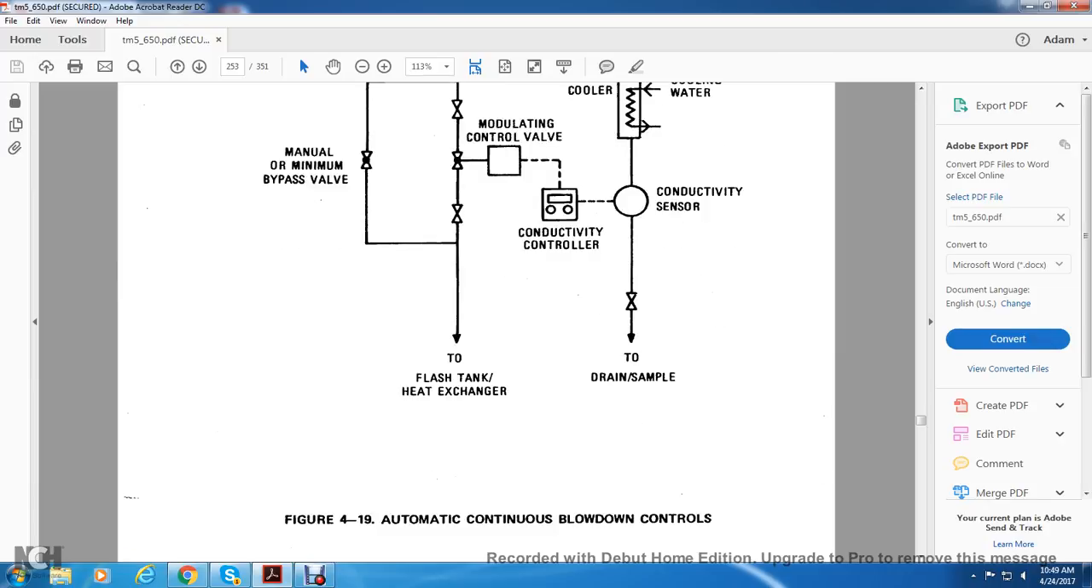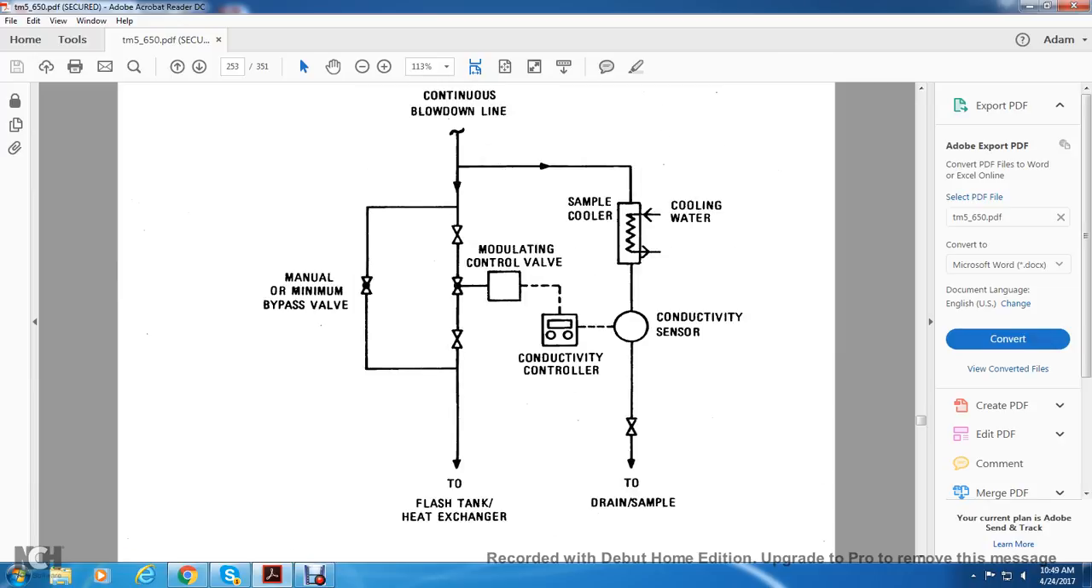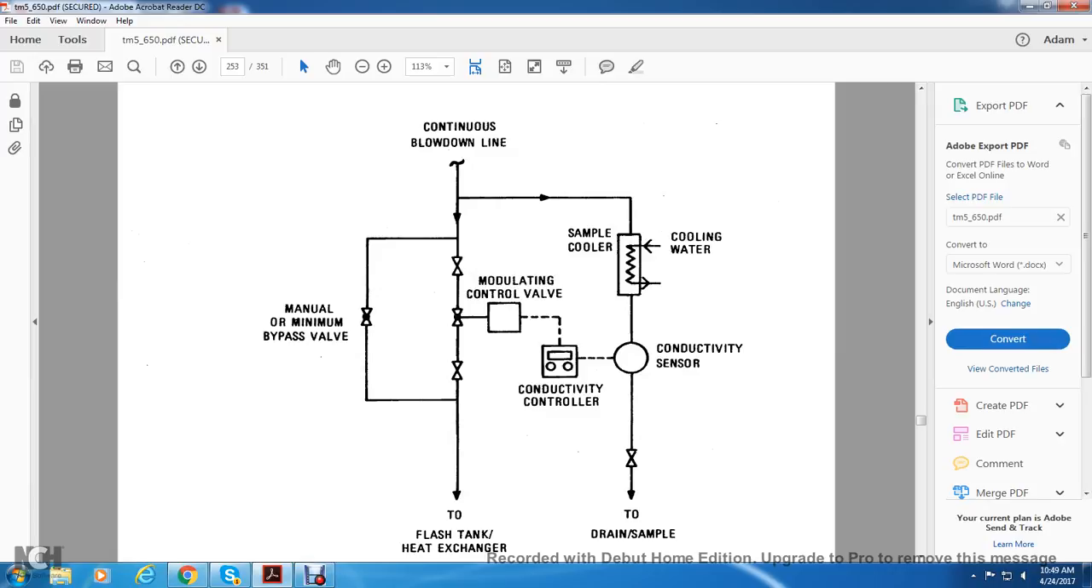This is an automatic continuous blowdown control. It shows the continuous blowdown line going into a circuit with a manual bypass valve, and then to a butterfly valve, before which is a modulating control valve that controls conductivity with a sensor. Also, the continuous blow line goes through cooling water before the condenser sensor, and to a butterfly valve to the drain sample.